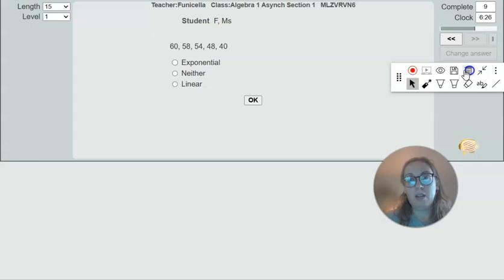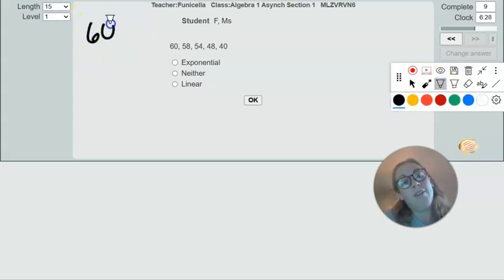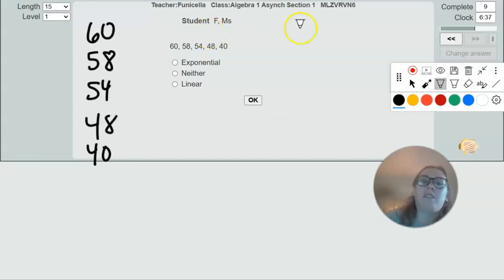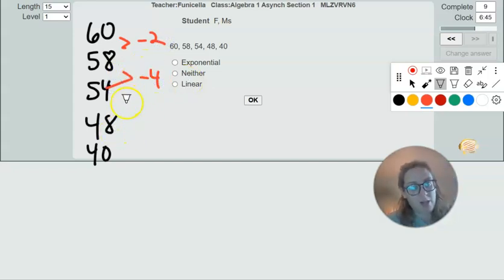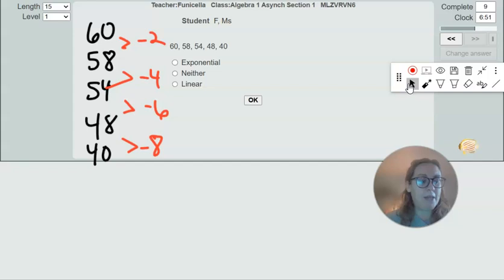Okay. Then we have 60, 58, 54, 48, and 40. We'll think, well, first of all, we're going down by 2, and then we're going down by 4, and then we're going down by 6, and then by 8. So we're going down by a bigger amount each time. So it's definitely not linear, because if it was linear, it would have to be going by the same amount each time. So this is going to be an example of neither. It is not at a linear or an exponential rate here.